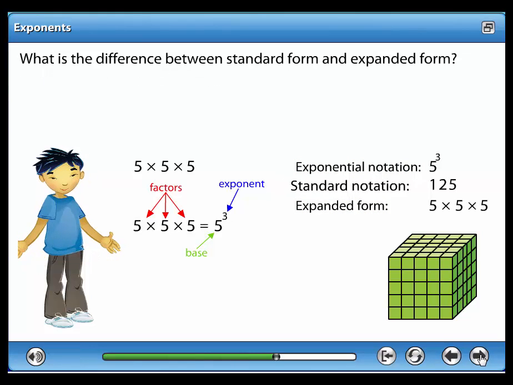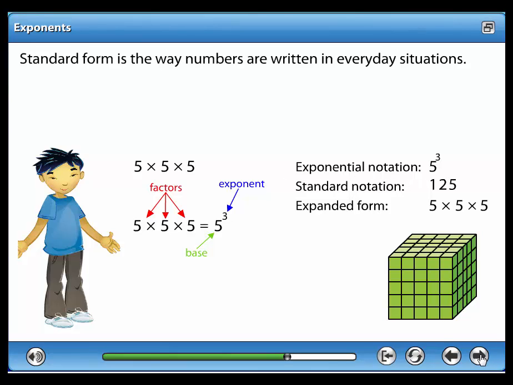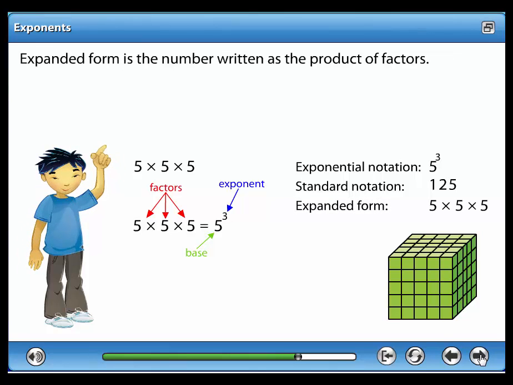What is the difference between standard form and expanded form? Standard form is the way numbers are written in everyday situations. Expanded form is the number written as the product of factors.